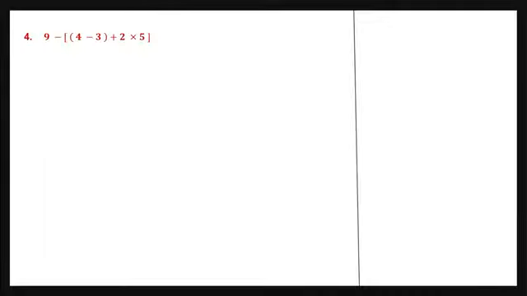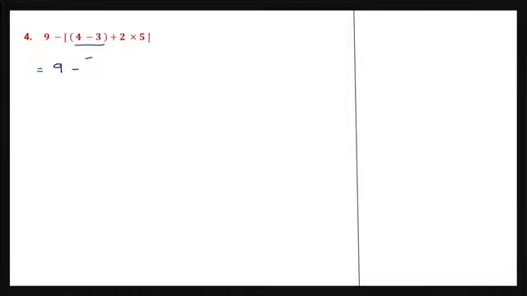Question 4. Now we have many operations here. We have a subtraction, we have a square bracket, and inside the square bracket we have the common bracket. Then we have addition, we have multiplication, we have the square bracket once more. Now whenever you have many brackets, work the innermost one first. Okay? So we're going to work out what is innermost. It is 4 minus 3. So everything else remains the same.